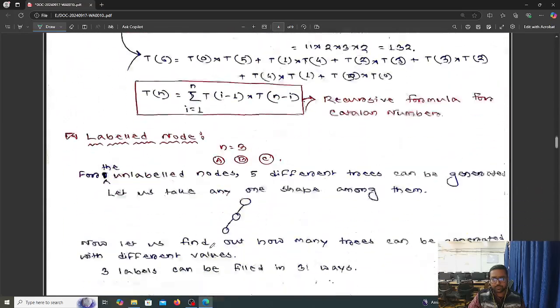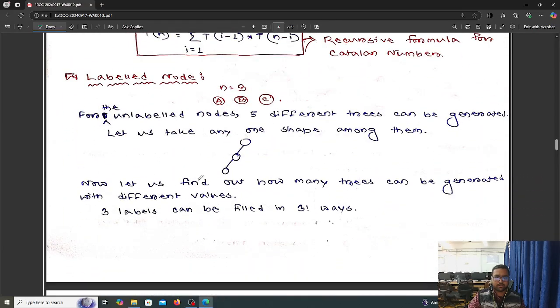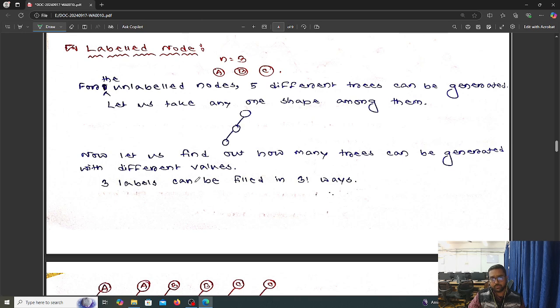Now let us go for labeled nodes. What if we are having labeled nodes? For each node we have data, like 1, 2 and 3. Three nodes are there and the three nodes are having data A, B, C. Now for unlabeled nodes, what can we make? For 3 unlabeled nodes, 5 different shapes can be generated for a binary tree, as we already showed. But in how many ways can we store this data?